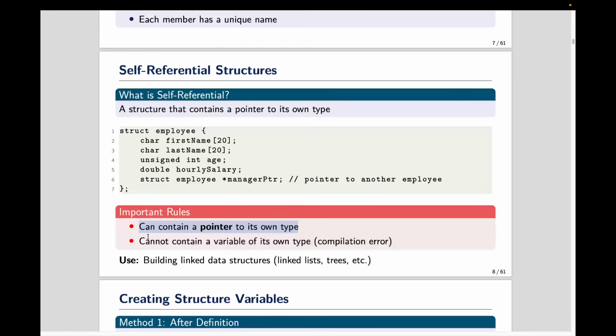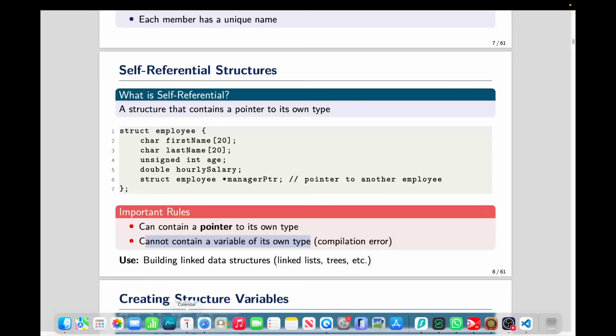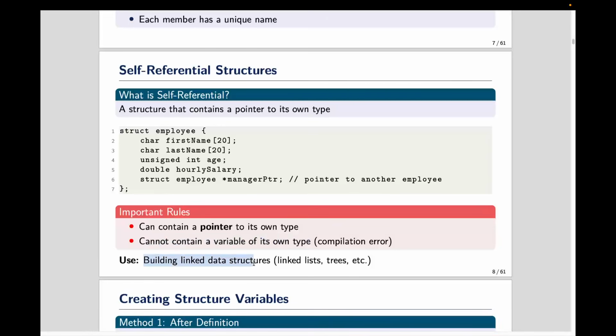It cannot contain a variable of its own type. That will be a compilation error. So you cannot have an employee inside; it has to be a pointer. You can't write struct employee, let's say XYZ. You can't do that. It has to be a pointer to another one. So you can build a linked data structure.